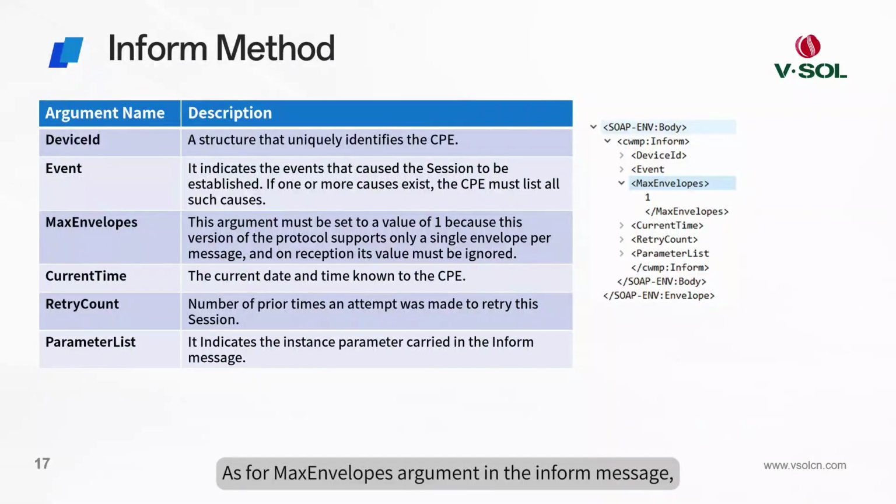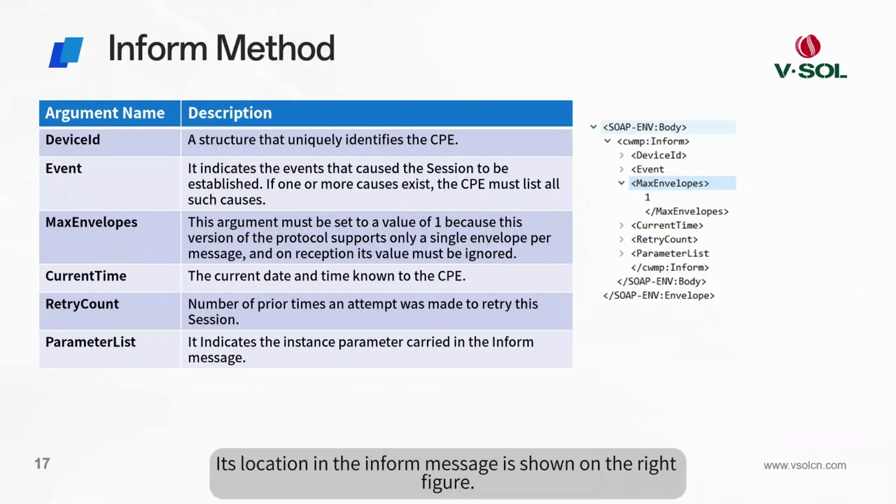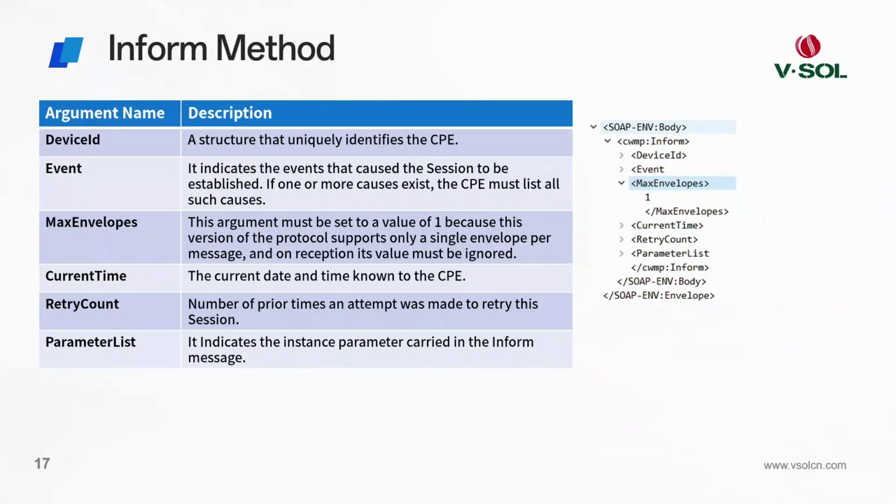As for max envelopes argument in the inform message, it is set to a value of 1 because the protocol supports only a single envelope per message. And on reception, its value must be ignored. Its location in the inform message is shown on the right figure.